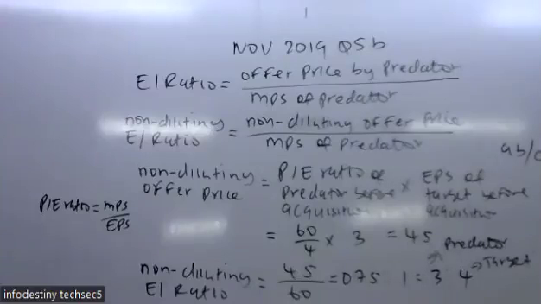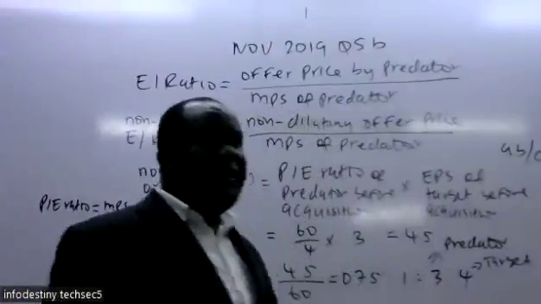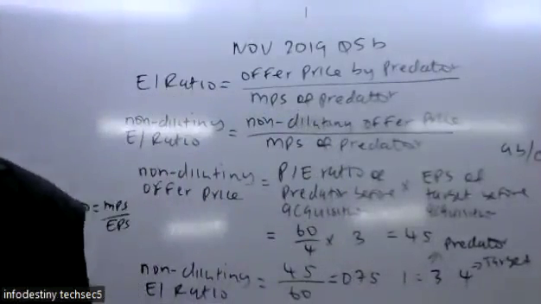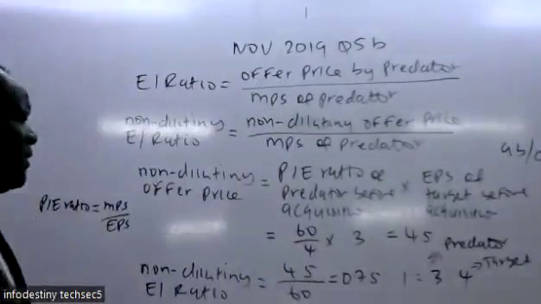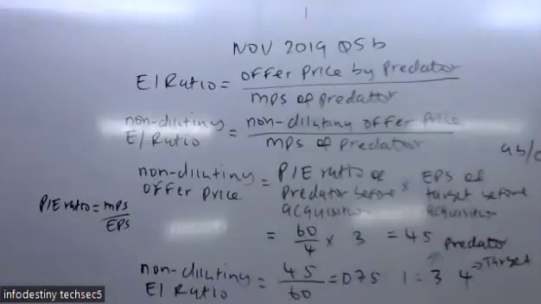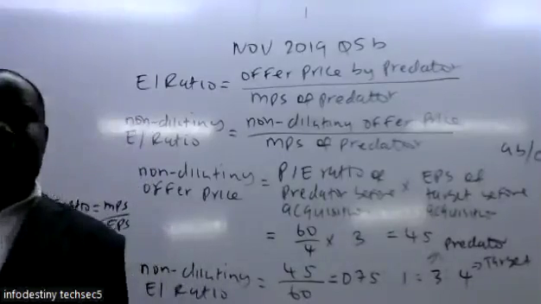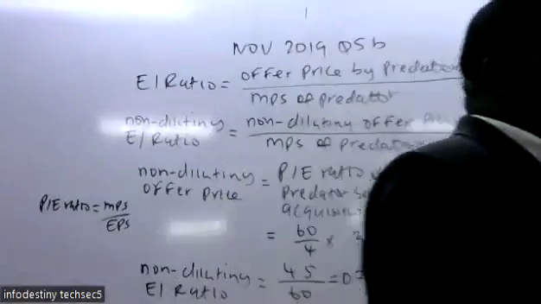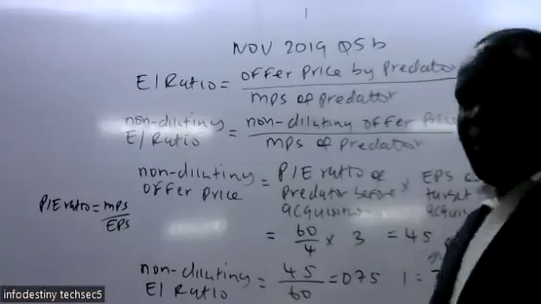So we can conclude that it implies that the predator is offering 3 shares in order to acquire 4 shares of the target. So that is now what we mean by the non-diluting exchange ratio.